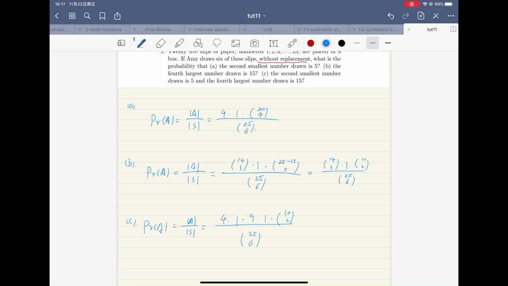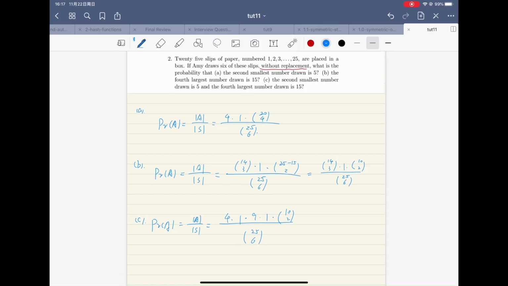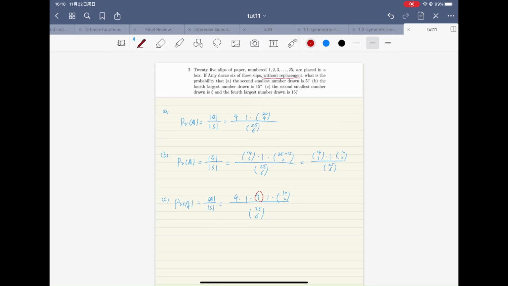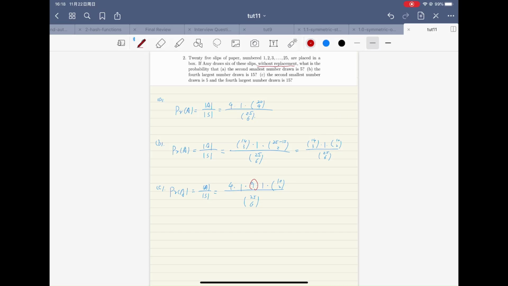So that will be 4 times 1 times 9 times 1 times 10 choose 2 over 25 choose 6, right? And notice that here it is 9 because the fourth largest is 15, so we cannot choose 15. It's actually from 6 to 14. Yeah, that's question 2.